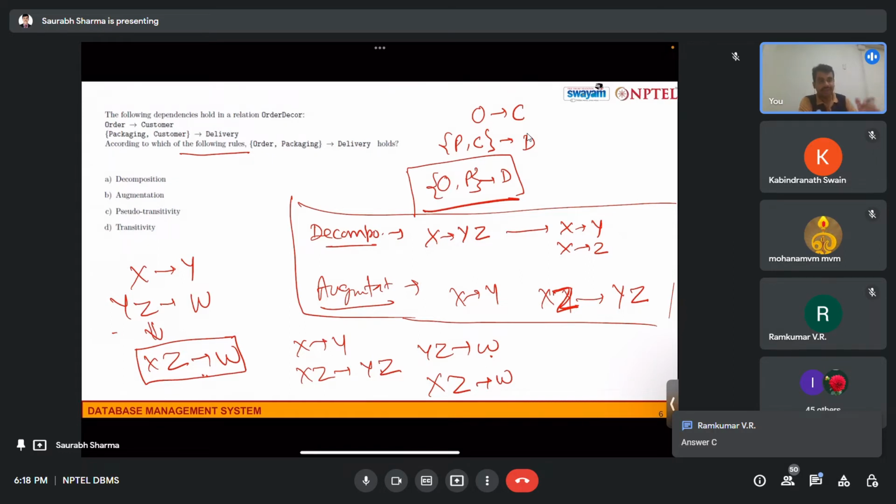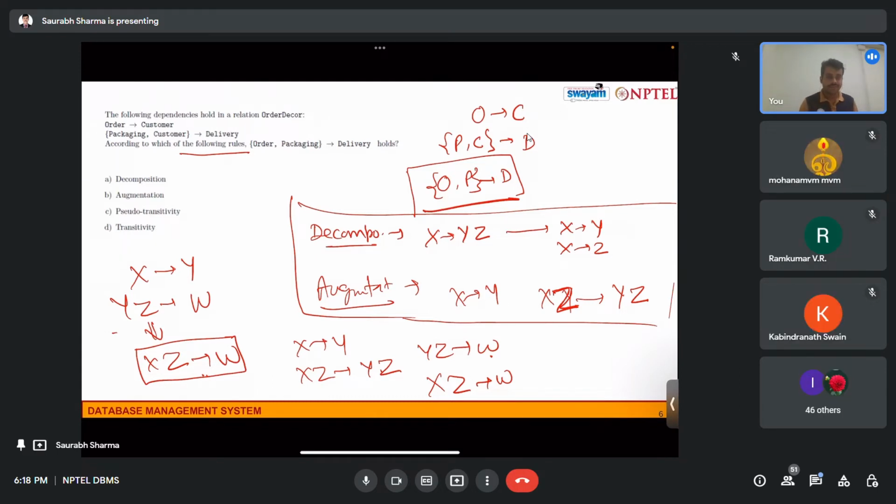You are open to answer if you are getting the questions. You can post in the chat. Solve with me. If there is no problem with the question, you can just post the answer. If it is wrong, I will correct you, and if you are right, then that is very good. So it is pseudo transitivity.